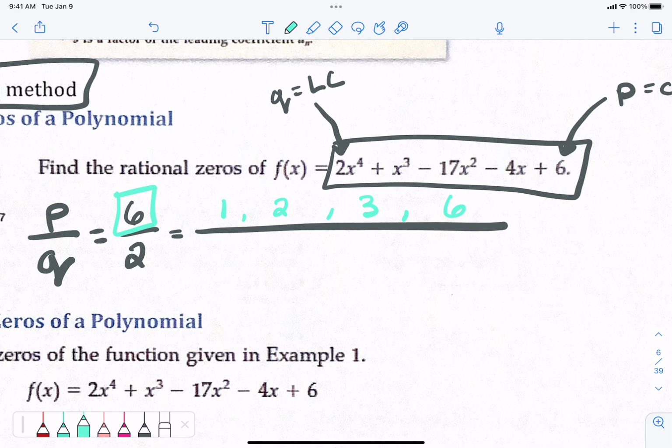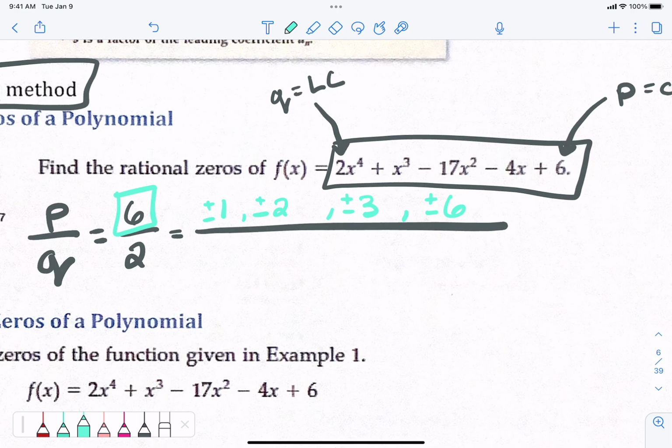Ready? Plus minus everything. Plus minus everything. Because 1 goes into 6, but doesn't negative 1 also go into 6? Because negative 1 times negative 6 will give me 6, right? Negative 2 times negative 3 will give me 6, right? So I want plus minus everything. Okay, and then you have plus minus 2, and then you have to make fractions.